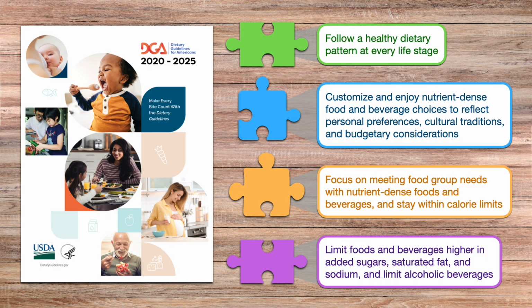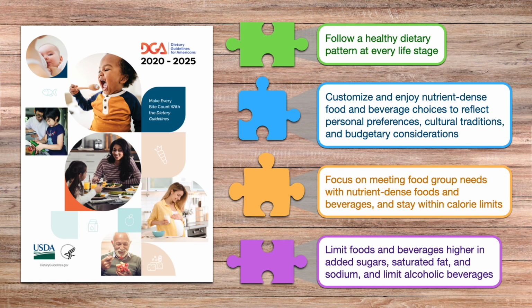The current iteration of the Dietary Guidelines for Americans has 4 key recommendations. Follow a healthy dietary pattern at every life stage. Customize and enjoy nutrient-dense food and beverage choices to reflect personal preferences, cultural traditions, and budgetary considerations. Focus on meeting food group needs with nutrient-dense foods and beverages and stay within calorie limits. And limit foods and beverages higher in added sugars, saturated fat, and sodium, and limit alcoholic beverages.